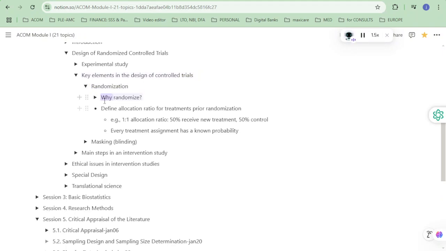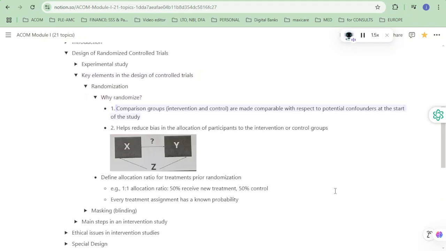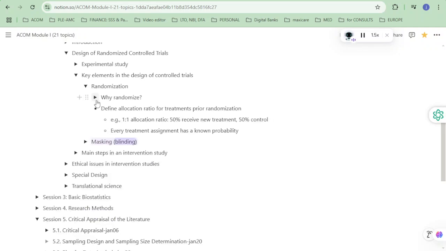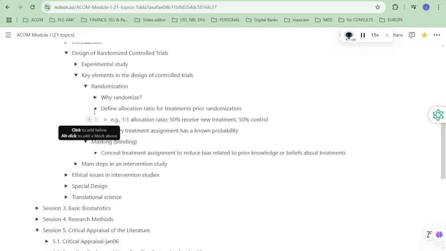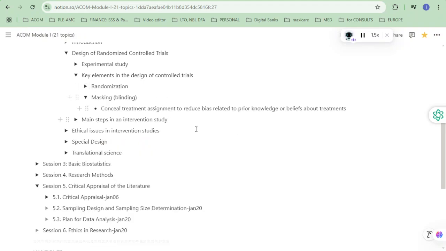Randomization. Why randomize? 1. Comparison groups, intervention and control, are made comparable with respect to potential confounders at the start of the study. 2. It helps reduce bias in the allocation of participants to the intervention or control groups. Define the allocation ratio for treatments prior to randomization. Example: a 1:1 allocation ratio, 50% receive the new treatment, 50% control. Every treatment assignment has a known probability. Masking, or blinding: conceal treatment assignment to reduce bias related to prior knowledge or beliefs about treatments.